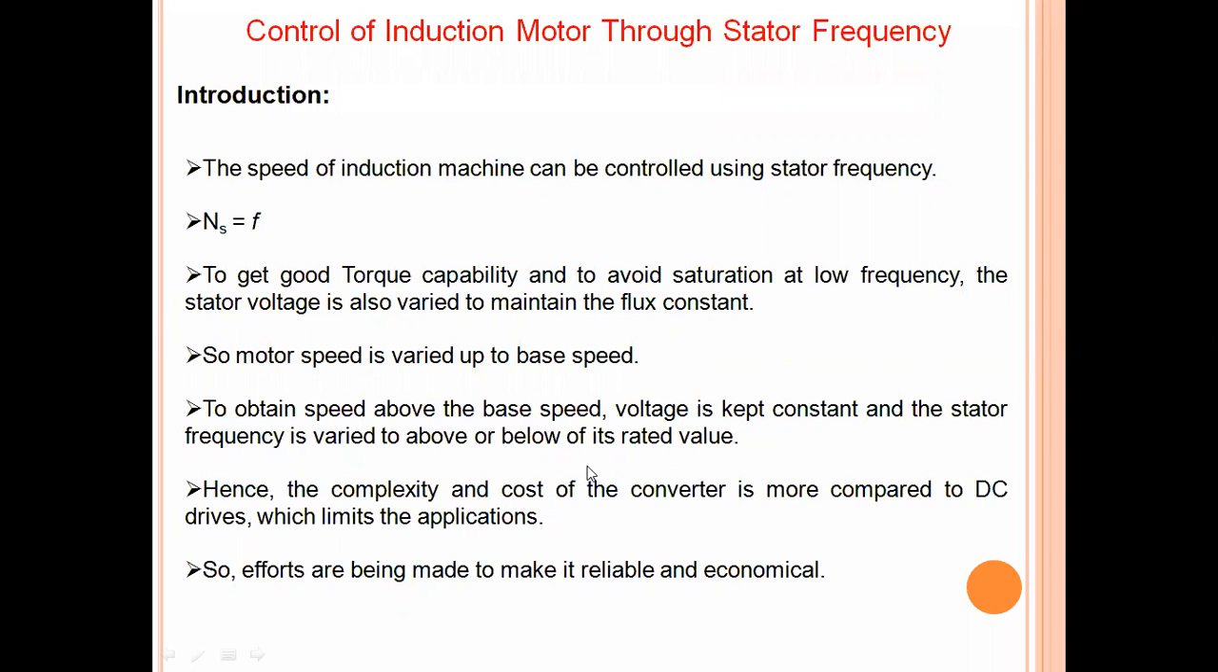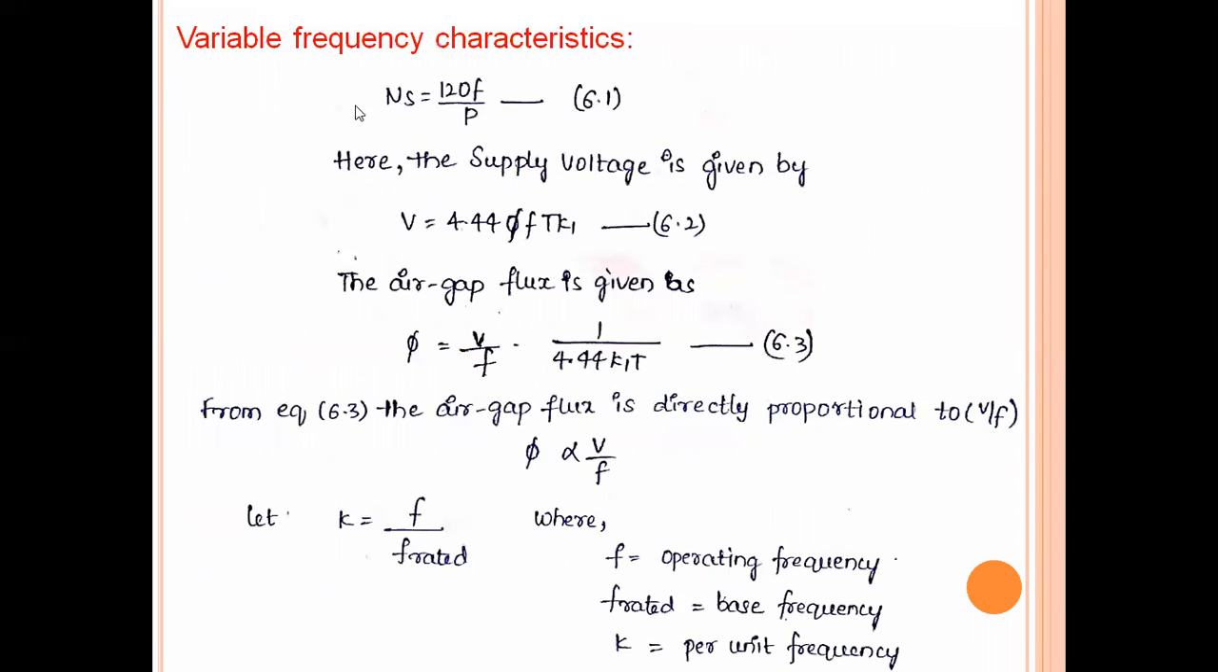And coming to the variable frequency characteristics. In order to get the variable frequency characteristics, we need to see equation 6.1, which is very important. Just now we have discussed that the synchronous speed is equal to 120 F by P, where 120 is a constant value, P is the number of poles, and F is the stator frequency or the supply frequency.